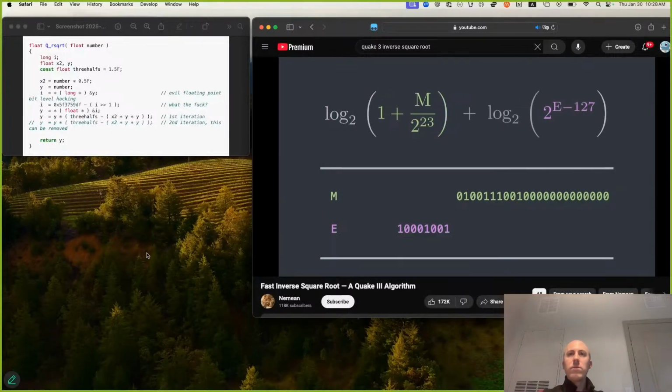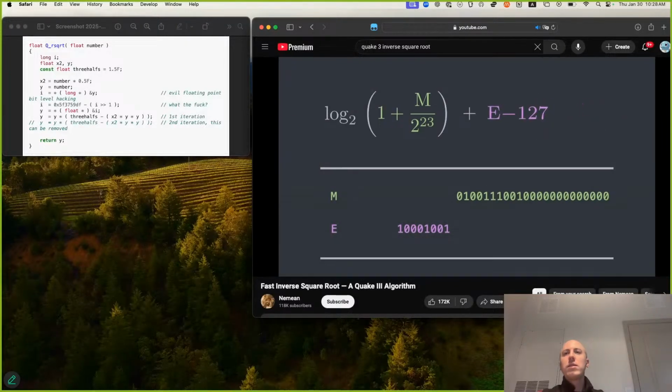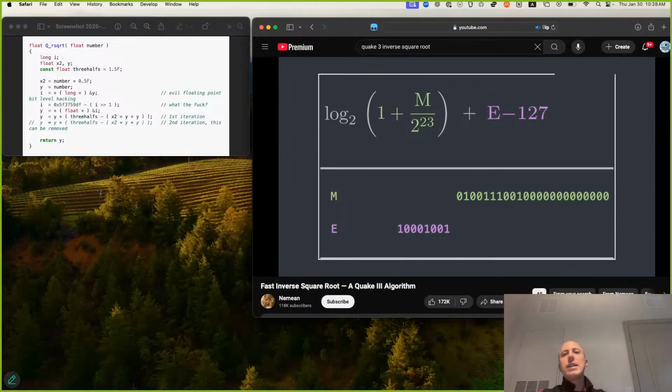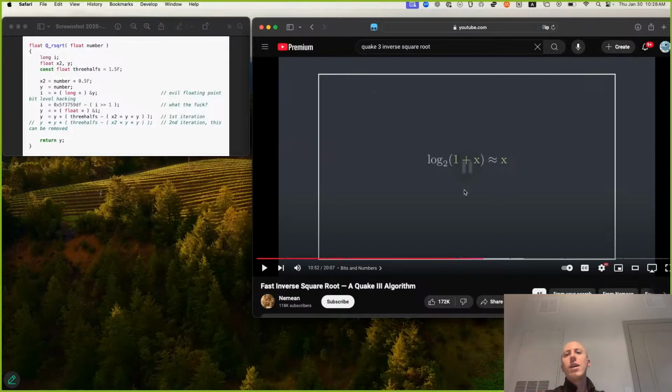We simplify as much as we can, take out the exponent, but then we get stuck. But not so the creators of Quake. Developer Gary Tarolli knew a trick to get rid of the logarithm. You see, the trick is an approximation to log of 1 plus x.